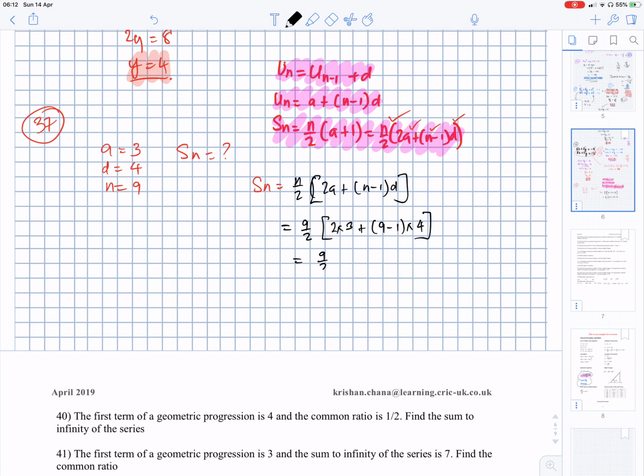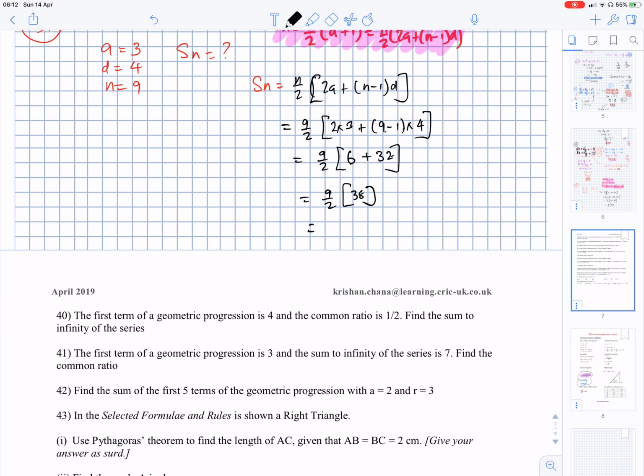So it's 9 over 2. 2 times 3 is 6, plus 9 minus 1 is 8. 8 times 4 is 32. It is 9 over 2 times 6 plus 32, which is 38. So basically this is 9 times 38 over 2.